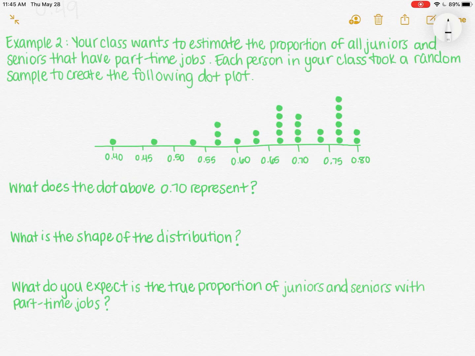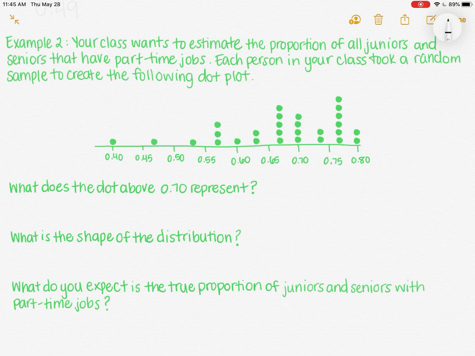So in this case, we want to estimate the proportion of all juniors and seniors that have part-time jobs. Each person in your class took a random sample to create the following dot plot. So as you can see, this one, we obviously don't have 1,000 samples. But what happened was everyone in your class went and took a sample of however many people they were able to talk to, and then they found the proportion of those people that have part-time jobs, and then that created one data point. So let's make sure we understand what each dot represents.